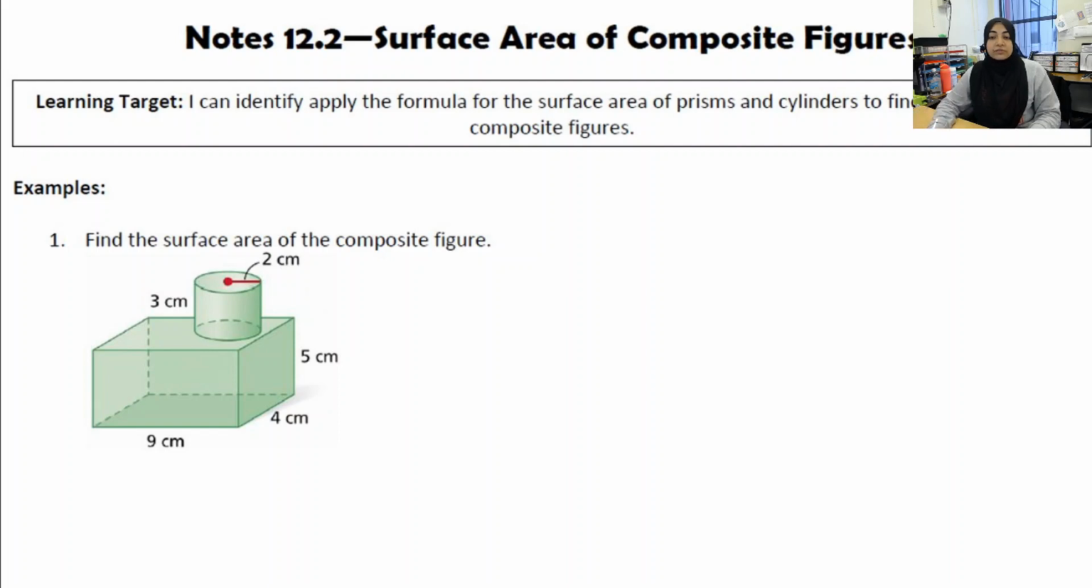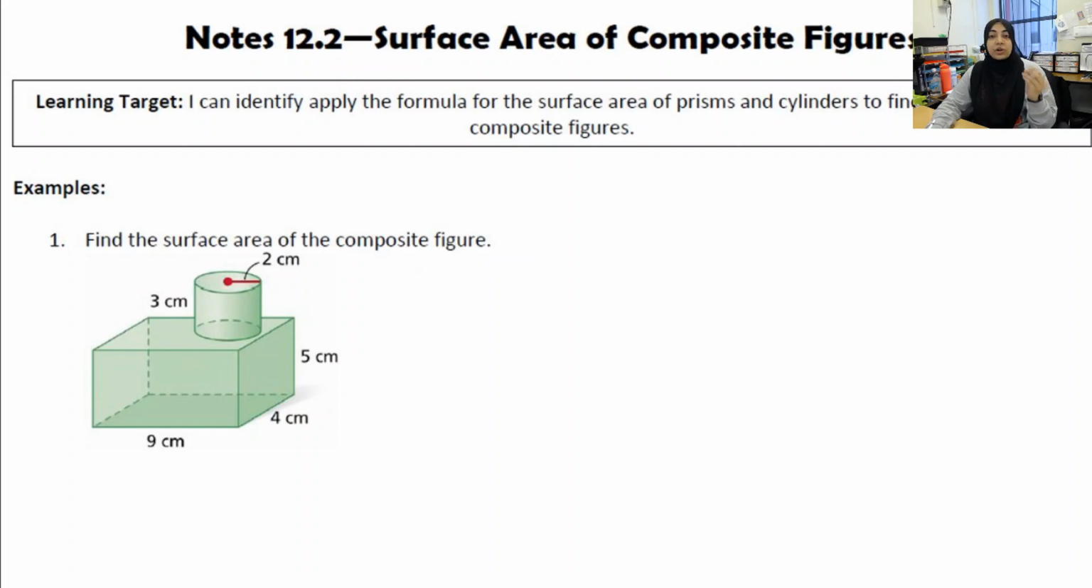So now that you know how to find surface area of prisms and cylinders individually, what we're going to do now is practice putting them together and finding the surface area of composite figures. We did area of composite figures, so this is very similar, except for now, of course, we're talking about three-dimensional figures, and we're talking about surface area. So it says, find the surface area of the composite figure.